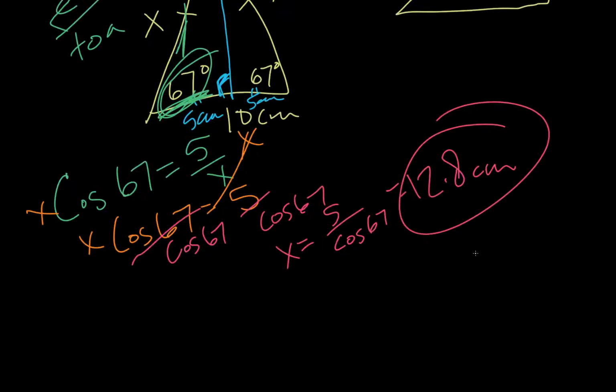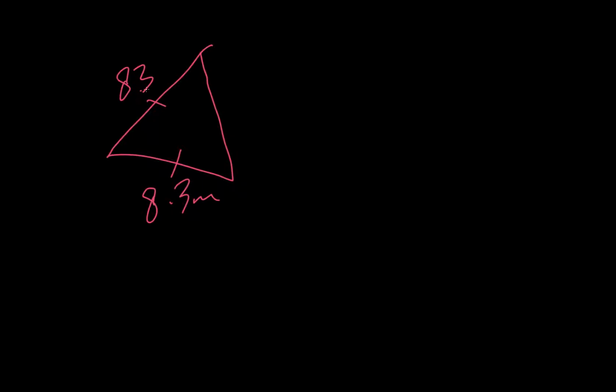I'm going to actually go down here for this next one. So we have another triangle. I'm going to draw it a little bit closer to how the book had it. So it's like this. Once again, it's an isosceles triangle. This time these two are the same. We have 8.3 meters, which means this is also 8.3 meters. We have an unknown angle that they're calling alpha, and the side opposite to that angle is 5.2 meters.